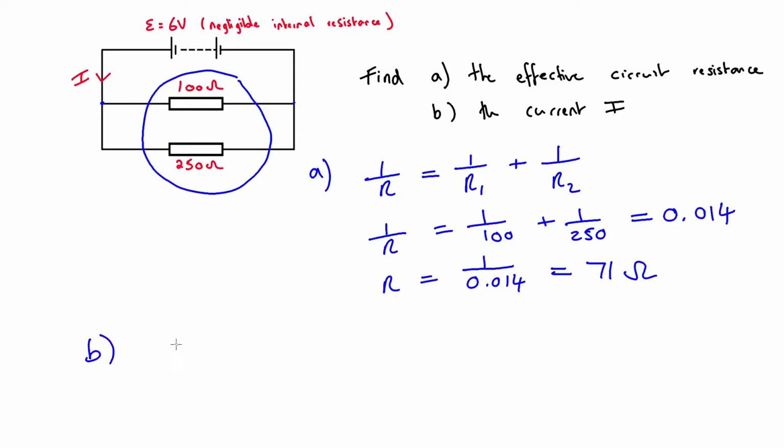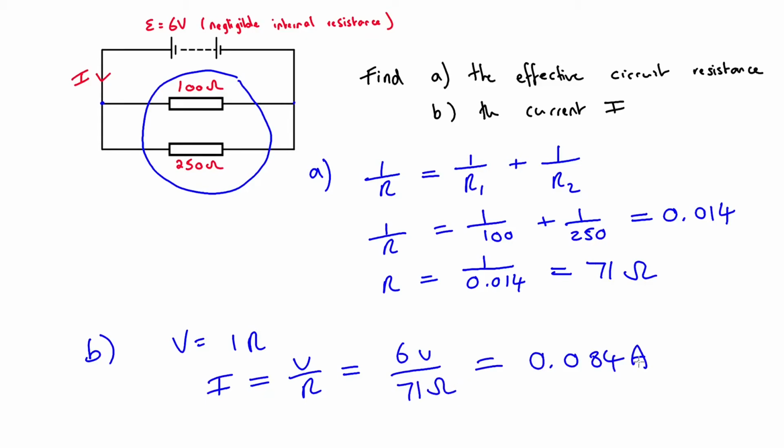Part B, we know that V equals IR. I is the total current that flows in this circuit from the battery. We know that we've got a total voltage here, 6 volts, across a total resistance of 71 ohms, so we can work out the current. I equals V over R. We've got 6 volts in total across a total effective resistance of 71 ohms. And when you work that out, you will get 0.084 amps, or if you like, 84 milliamps.